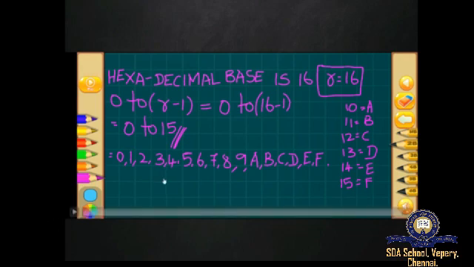Now we are going to do one activity. With these different digits, you are going to give examples for each number system. Right? Are you all ready for the activity? Yes.